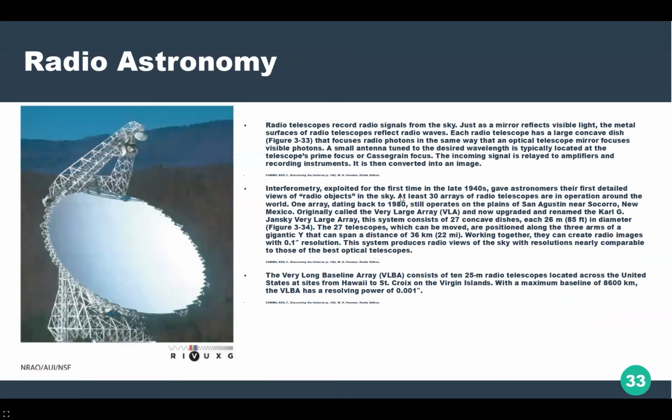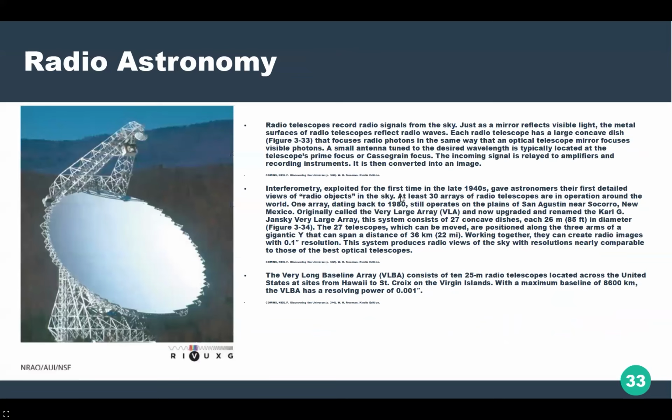The 27 telescopes, which can be moved, are positioned along the three arms of a gigantic Y that can span a distance of 35 kilometers. Working together, they can create radio images with 0.1 arcsecond resolutions. The system produces radio views of the sky with resolutions nearly comparable to those of the best optical telescopes.